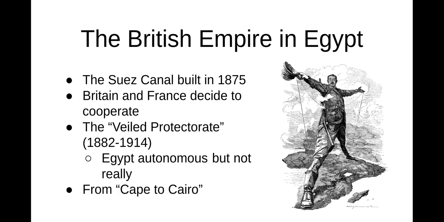Between 1882 and 1914, while Egypt at the time is supposed to really be autonomous, an autonomous nation inside of the Ottoman Empire, it's really controlled by England under something which is sometimes referred to as the Veiled Protectorate.